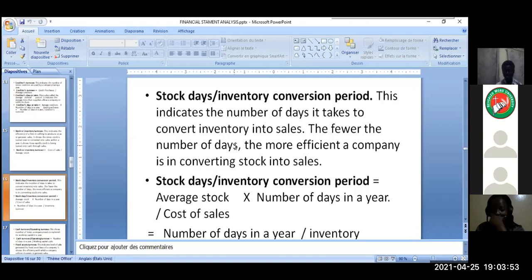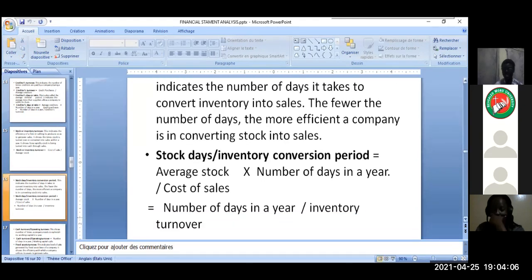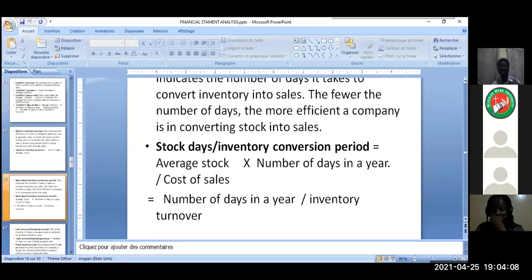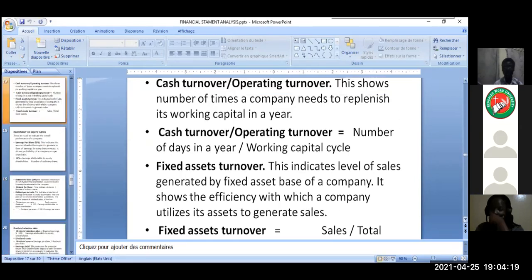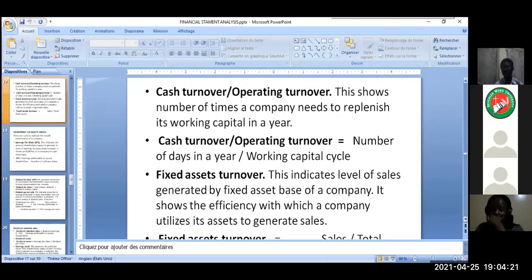The formula is simple. We take half of the stock, the average, times the number of days in the year over cost of sales. Or in another way, we can calculate it by taking the number of days in the year, 365, over inventory turnover. Okay, so now we go to cash turnover, or what we call operating turnover.